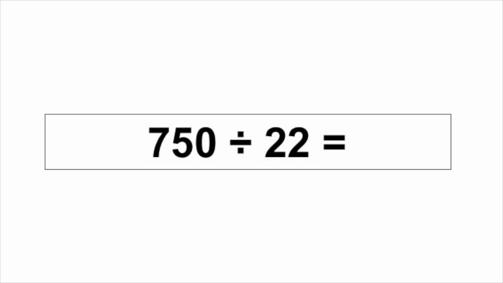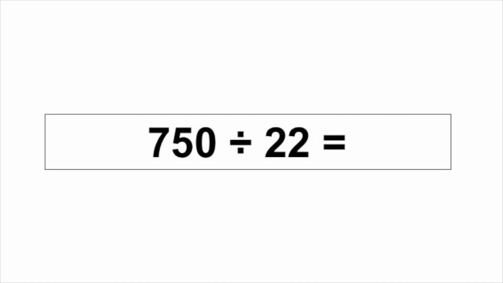And as we know, the first digit, 7, is smaller than 22. So 0 above the 7. So the question is, how many times will 22 go into 75? And the answer is 3 times.